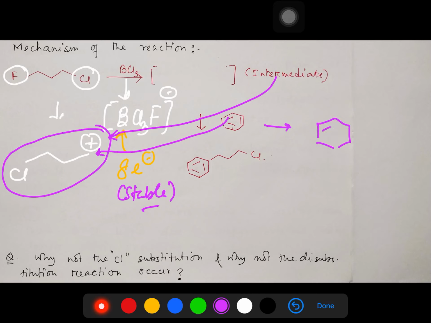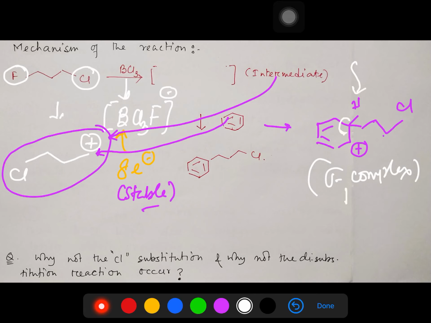So this is the plus charge here, this is hydrogen. So this is the structure of the sigma complex. Okay, and in the second step, this proton will be abstracted, because the resultant compound is aromatic, and that is the driving force, and it will result in this formation. So the driving force is aromaticity.